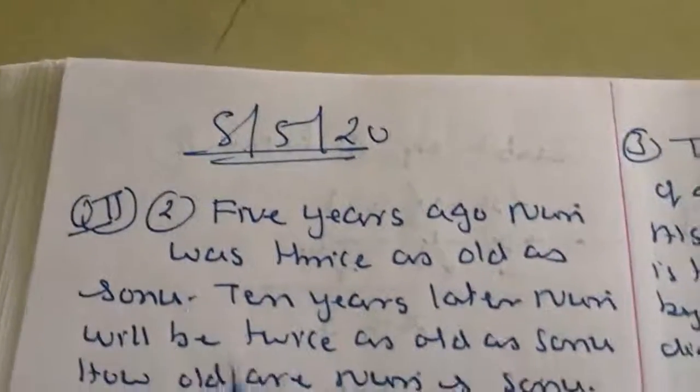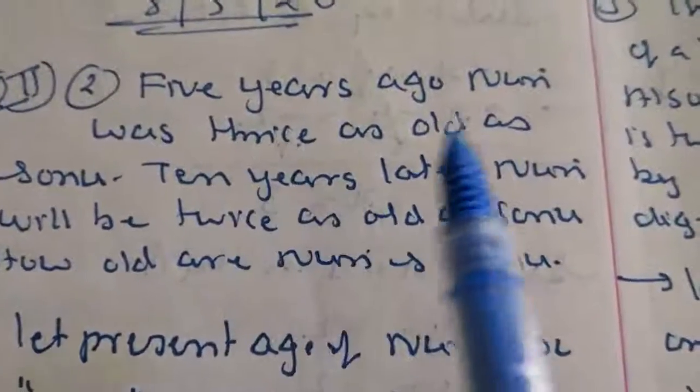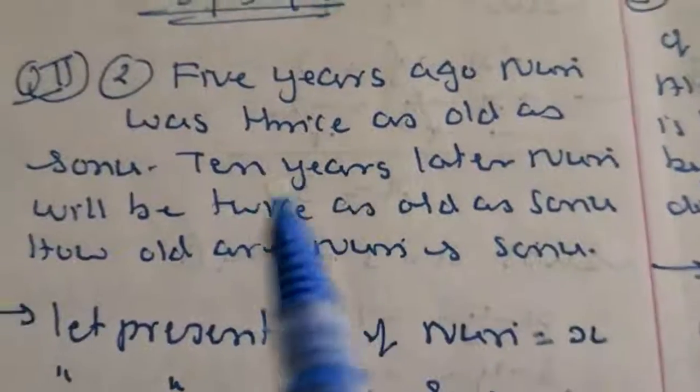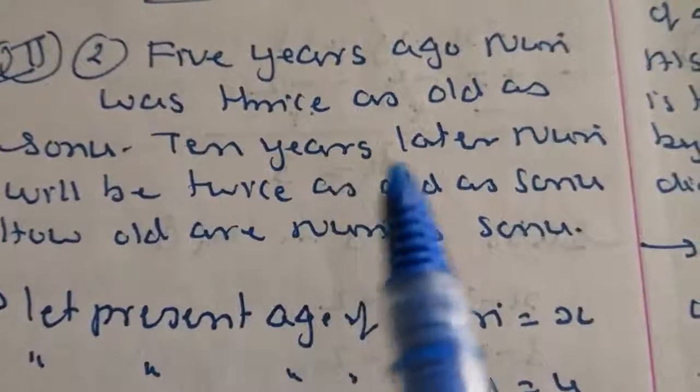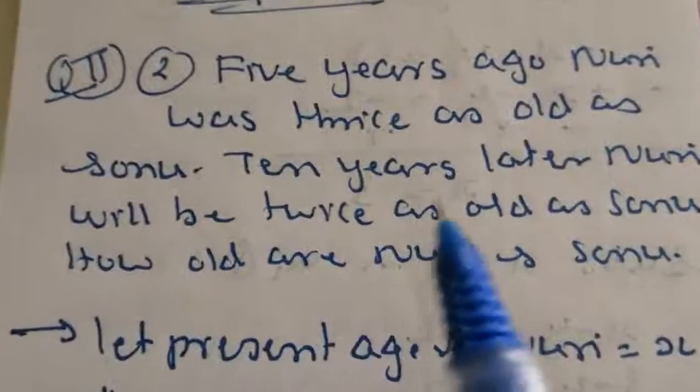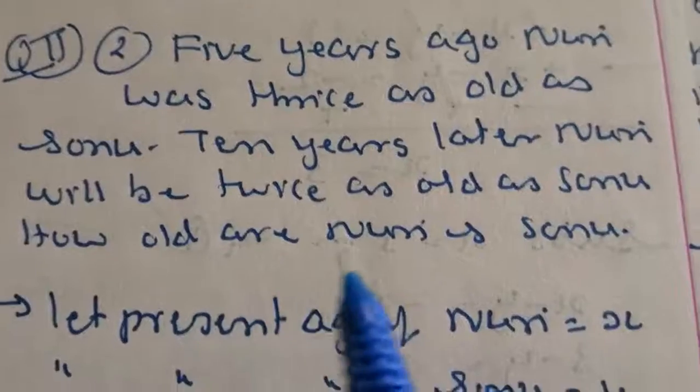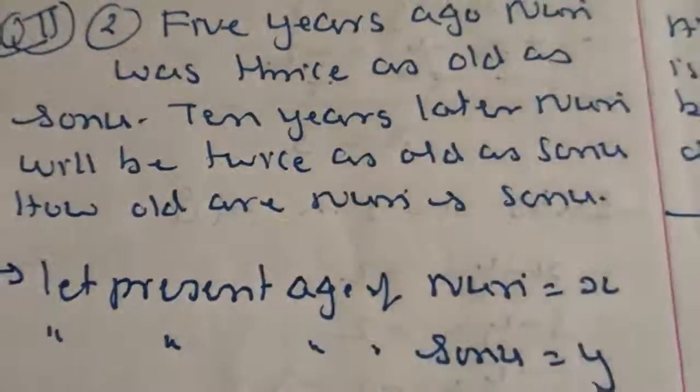Well friends, question number 2, sum number 2. The question is: 5 years ago, Nuri was thrice as old as Sonu. 10 years later, Nuri will be twice as old as Sonu. How old are Nuri and Sonu?